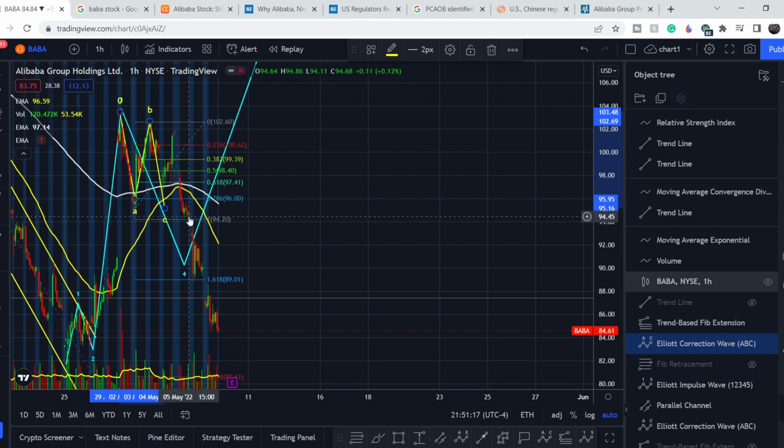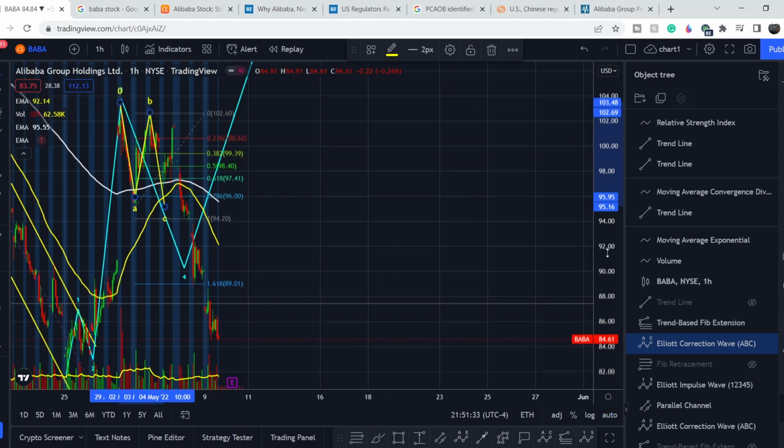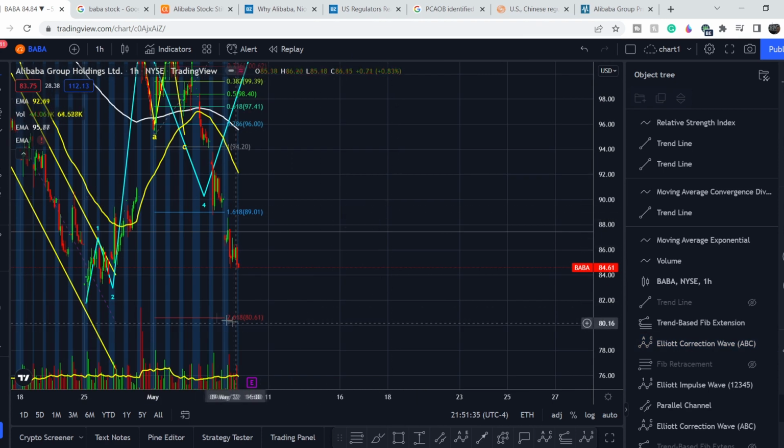And we have this reaction first of all right here at the one-to-one extension. Next one, we have the 1.618 extension range, and we have a second reaction from this point. And I have to say that the next range, unfortunately, will be 2.618, and it is lower than the bottom of the price action right here. And this means if we break this range, we will invalidate this count.